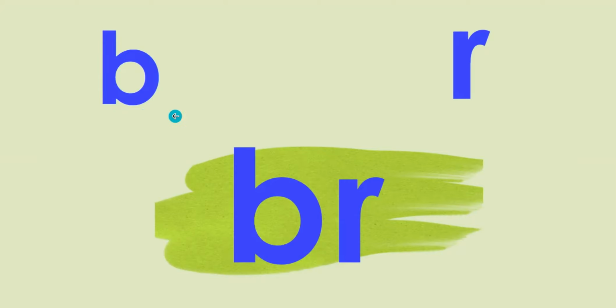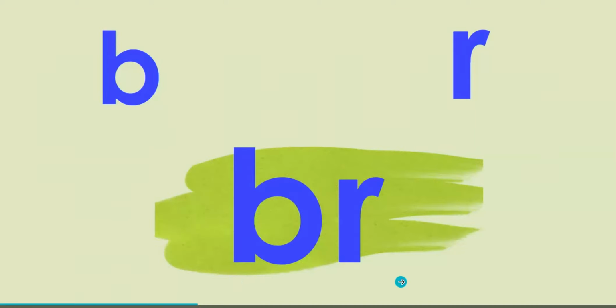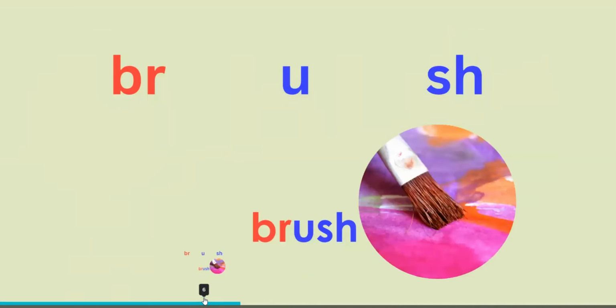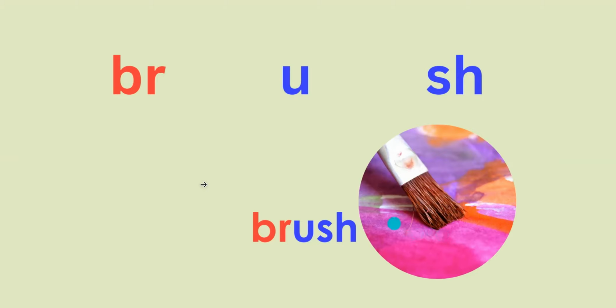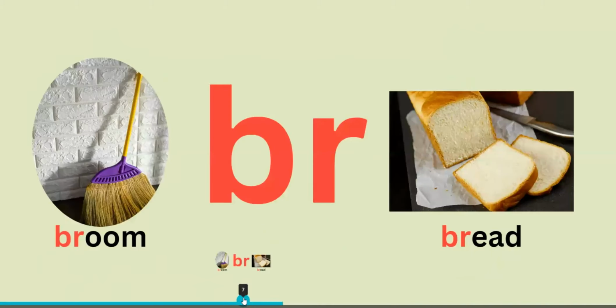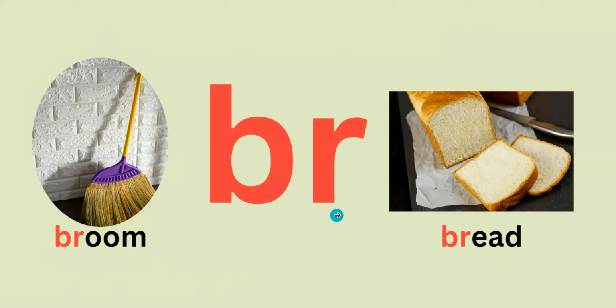B sound, b. R sound, r. B, r, br. Repeat after me so that you will learn it. B, r, br. Next, as in brush, brush, brush. Another example, br, broom, br, bread.